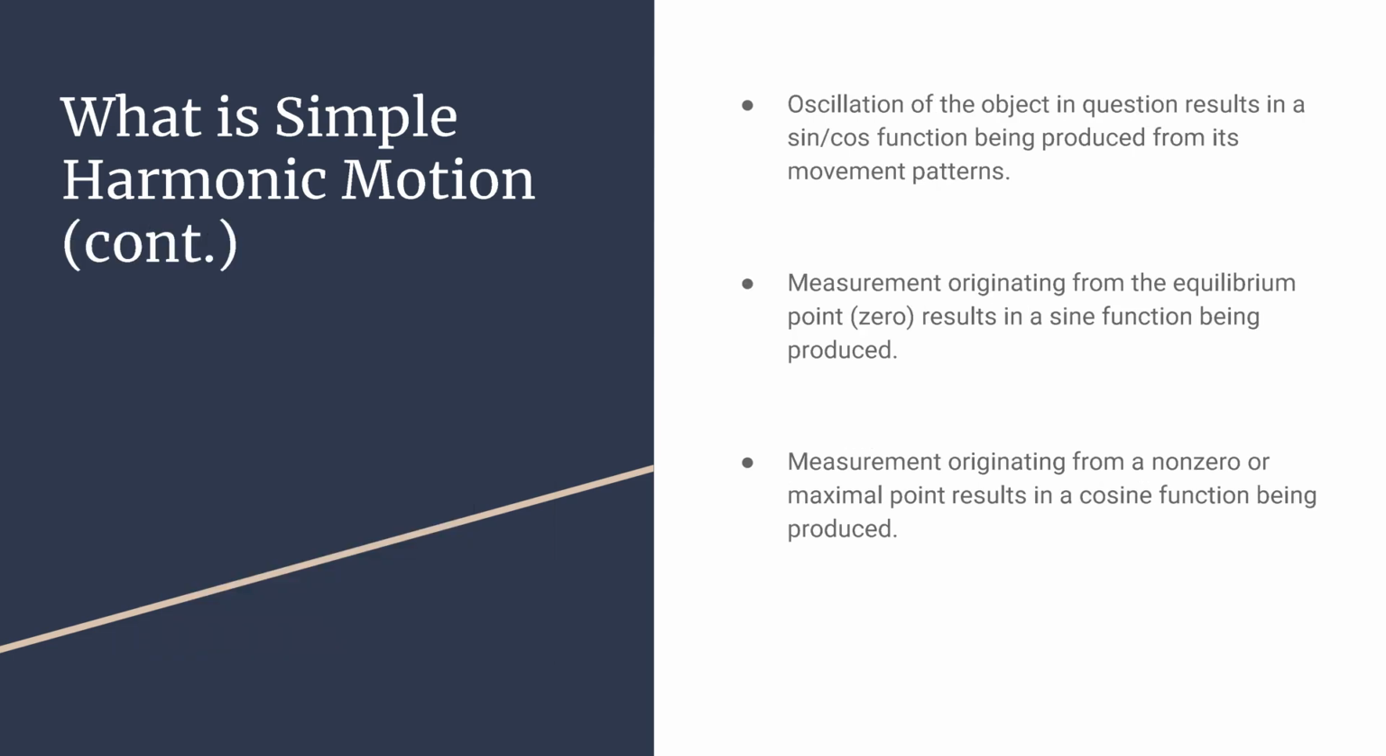In simple harmonic motion, the oscillation of the object in question results in the sine or cosine function being produced from its movement patterns. Measurements originating from the equilibrium point, 0, result in a sine function being produced. And measurements originating from a non-zero or maximal point result in a cosine function being produced.